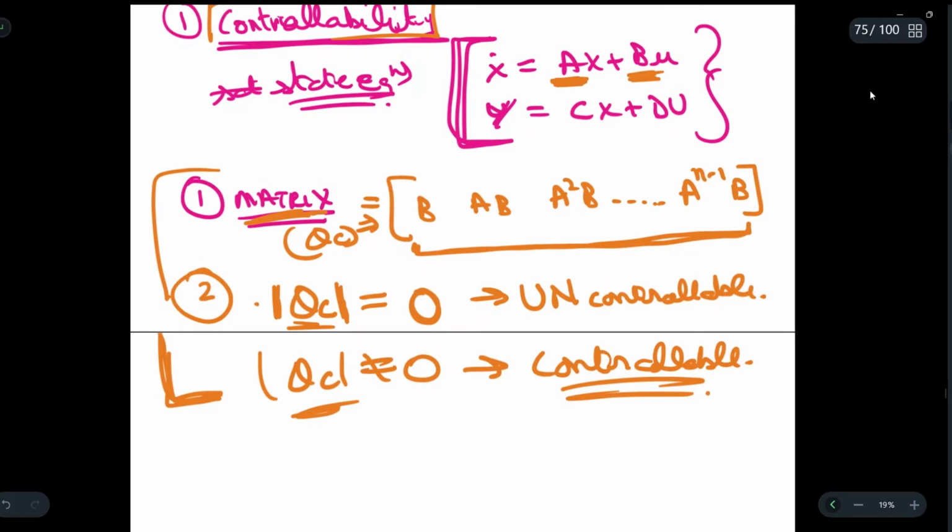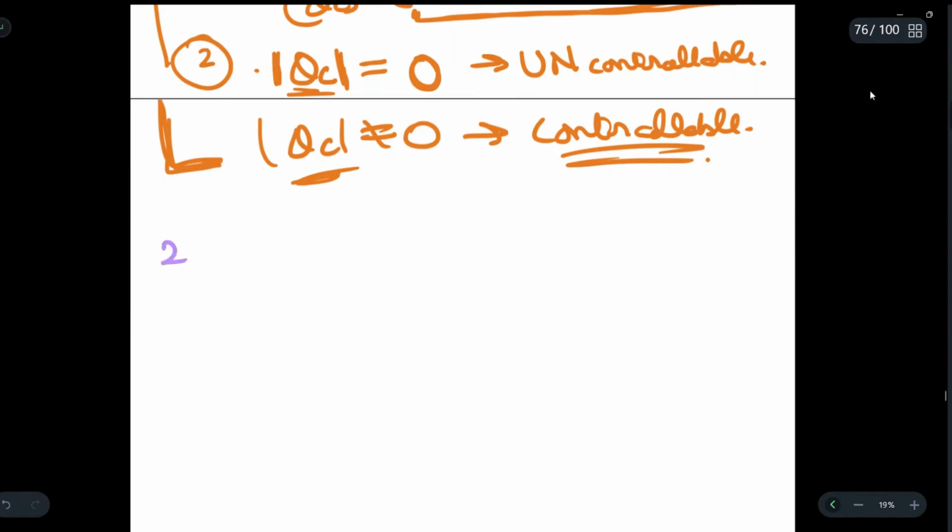So now let us see the second part, that is the observability part. Now a system is said to be observable.